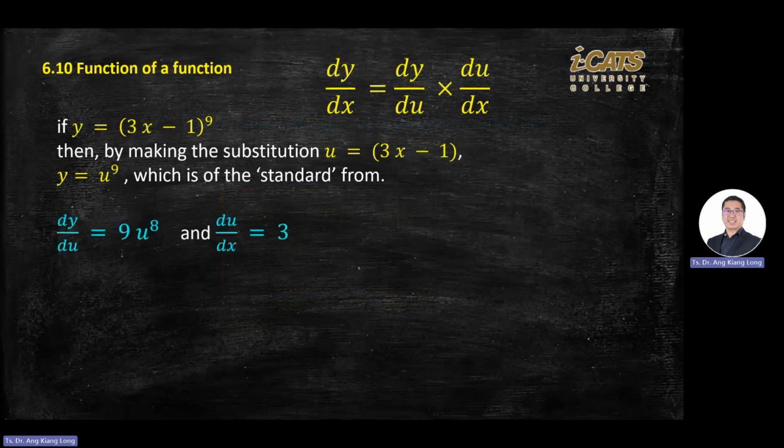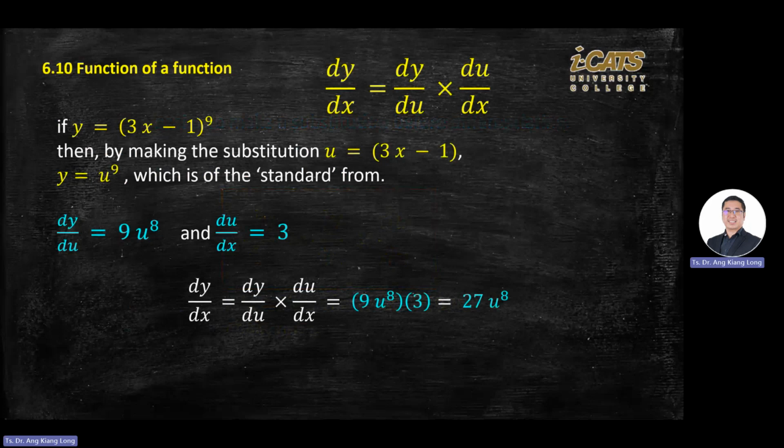Okay. So these are the steps that you need. General equation. Then identify which one can be your u. Usually the u is inside the bracket. Okay. So dy du equals 9u power 8. Du dx from here, you get 3. The rest is substitution, simplify, get the final answer.